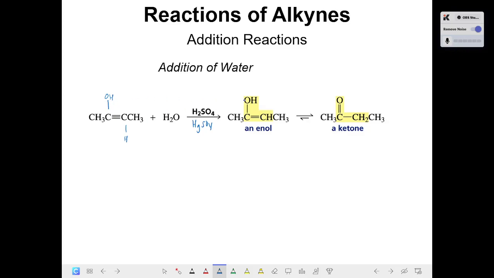Now, our enol will undergo a rearrangement reaction. The OH will become C double bond O, and the H is transferred to the other side. What happened is the double bond becomes a single bond here. The former CH became CH2 because the H from the OH was transferred to this carbon. Okay? That is why it became a ketone.